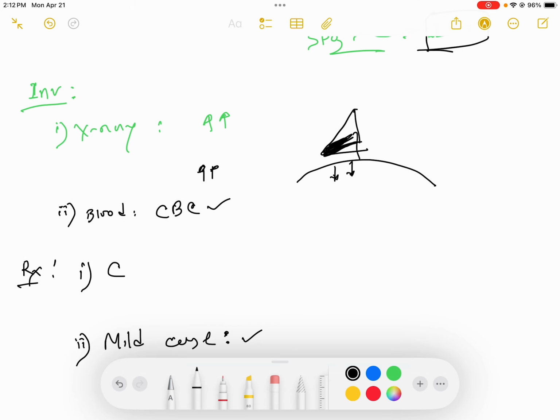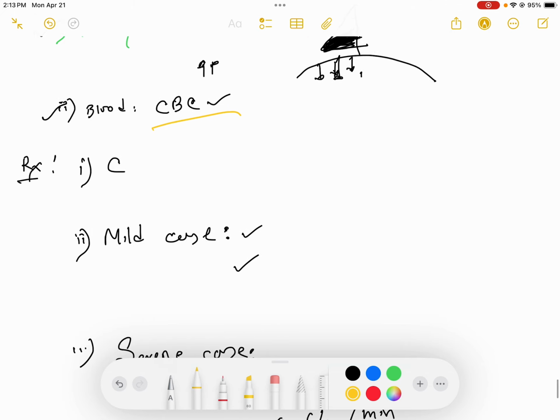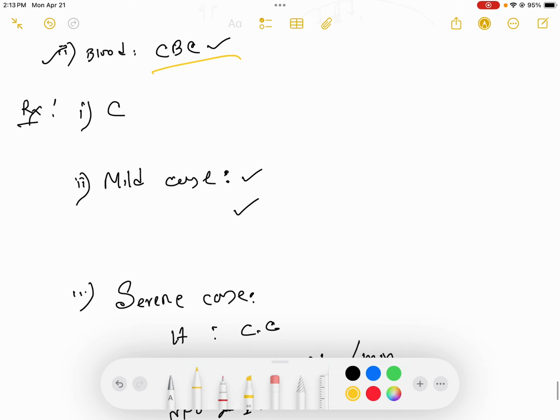Investigations: X-ray chest and blood. The characteristic findings are hypertranslucency, more blackish lung field, hyperinflation, horizontal ribs, depression of the domes of diaphragm. Complete blood count unremarkable. Treatment: counseling the parents about the disease.